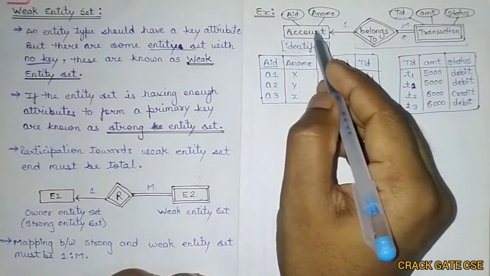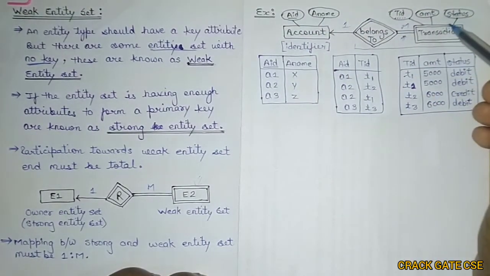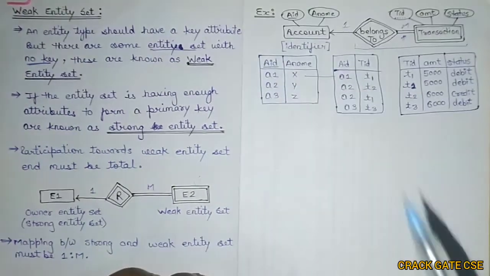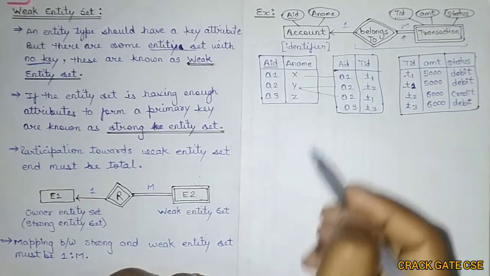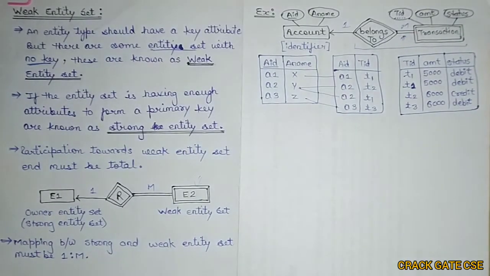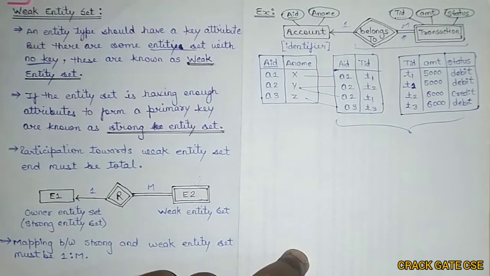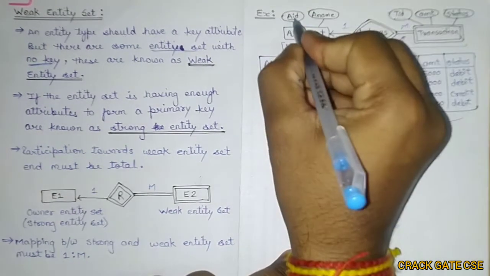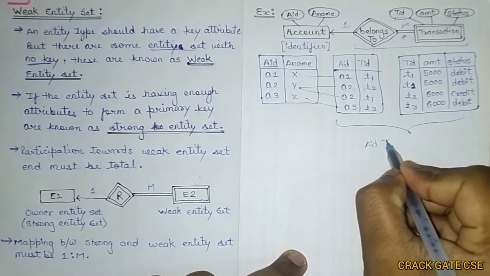Now I told you that every record of this particular account set can be related with many records of the transaction. So this A1 record is related to T1. This A2 you can see is related to 2 records. This A3 record is related to 1. So now if you want to merge it, how can we merge it? See, these two can be mapped into one table. How? This is the account ID, this is the AID, so AID along with the TID.